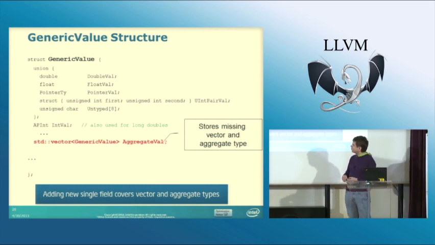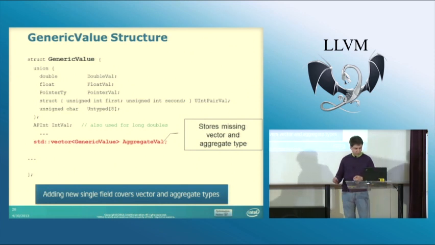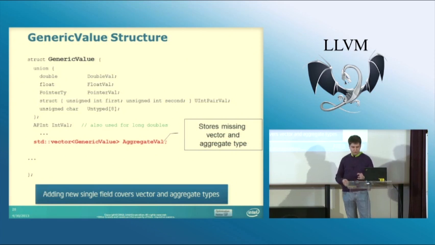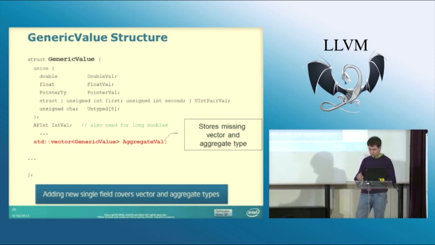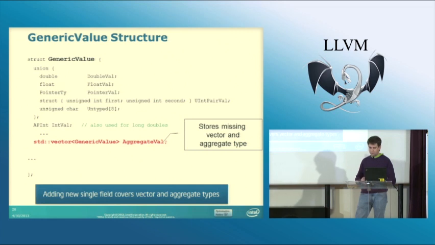Adding this single field enabled us to support vectors, structs and arrays. In the case of a vector, you can resize aggregate val and it will store elements of equal type. In the case of a structure, the situation is the same: the number of elements in the vector is the same as the number in the struct, but each element can be of arbitrary type. Adding this field, that's the essence of the work. It allowed us to add support for those types.